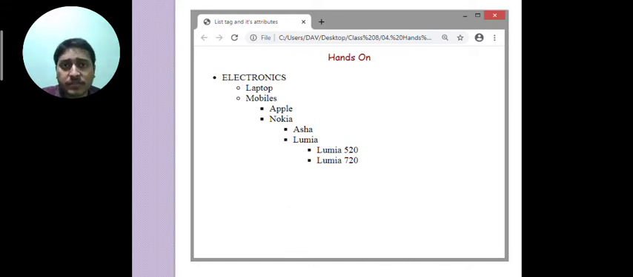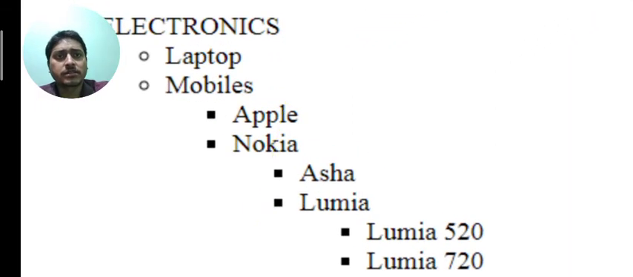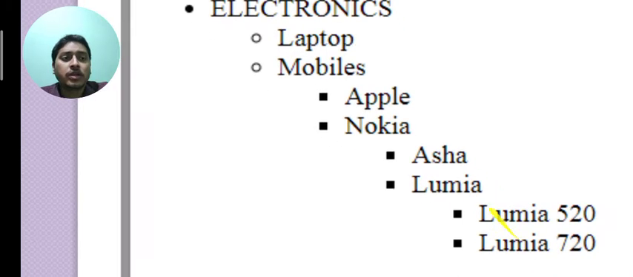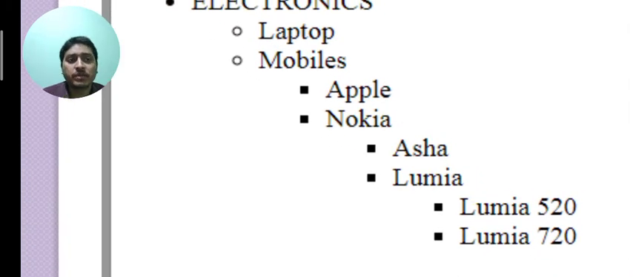I wrote the code to create this HTML page. Have a look at this. Electronics appeared with disk bullet type, laptop appeared with circle bullet type, and the subsequent listing Apple, Nokia, Asha, Lumia, Nokia 520, Lumia 720, all these appeared with square type bullets.